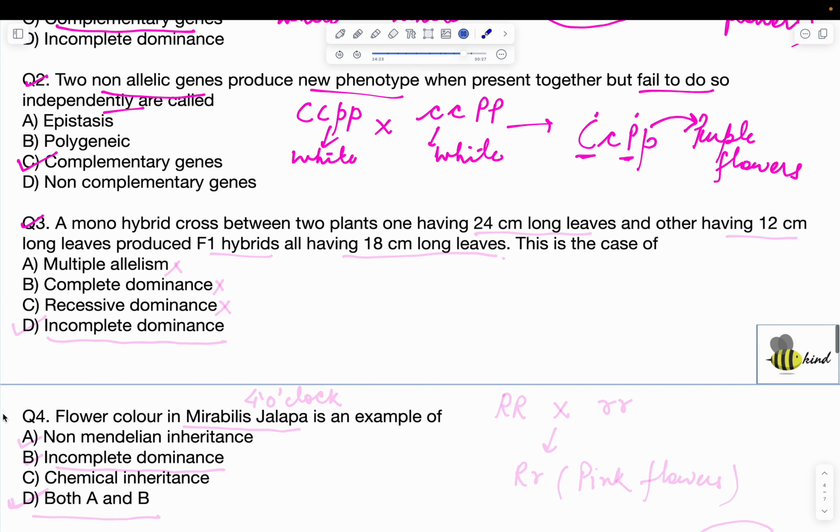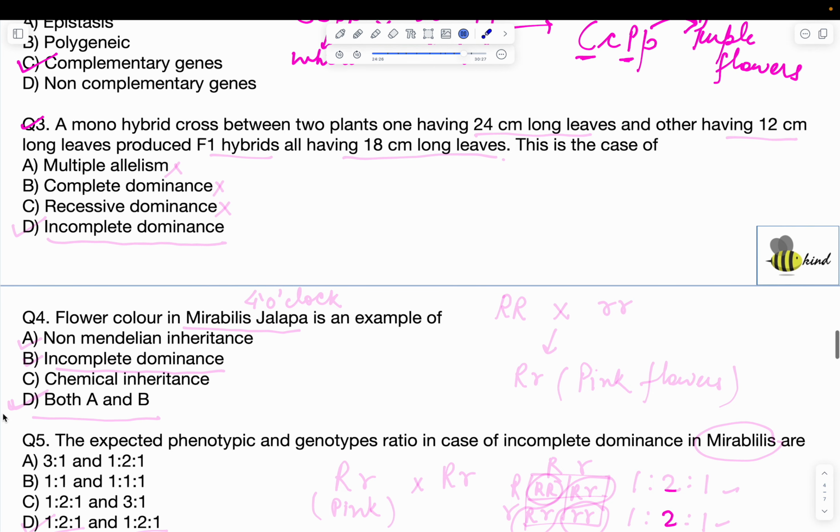Third question is, a monohybrid cross between two plants, one having 24 centimeter long leaves and the other having 12 centimeter long leaves. But the F1 hybrids all have 18 centimeter long leaves. So clearly this is not a case of multiple allelism, complete dominance, or recessive dominance. This is a case of incomplete dominance, right?